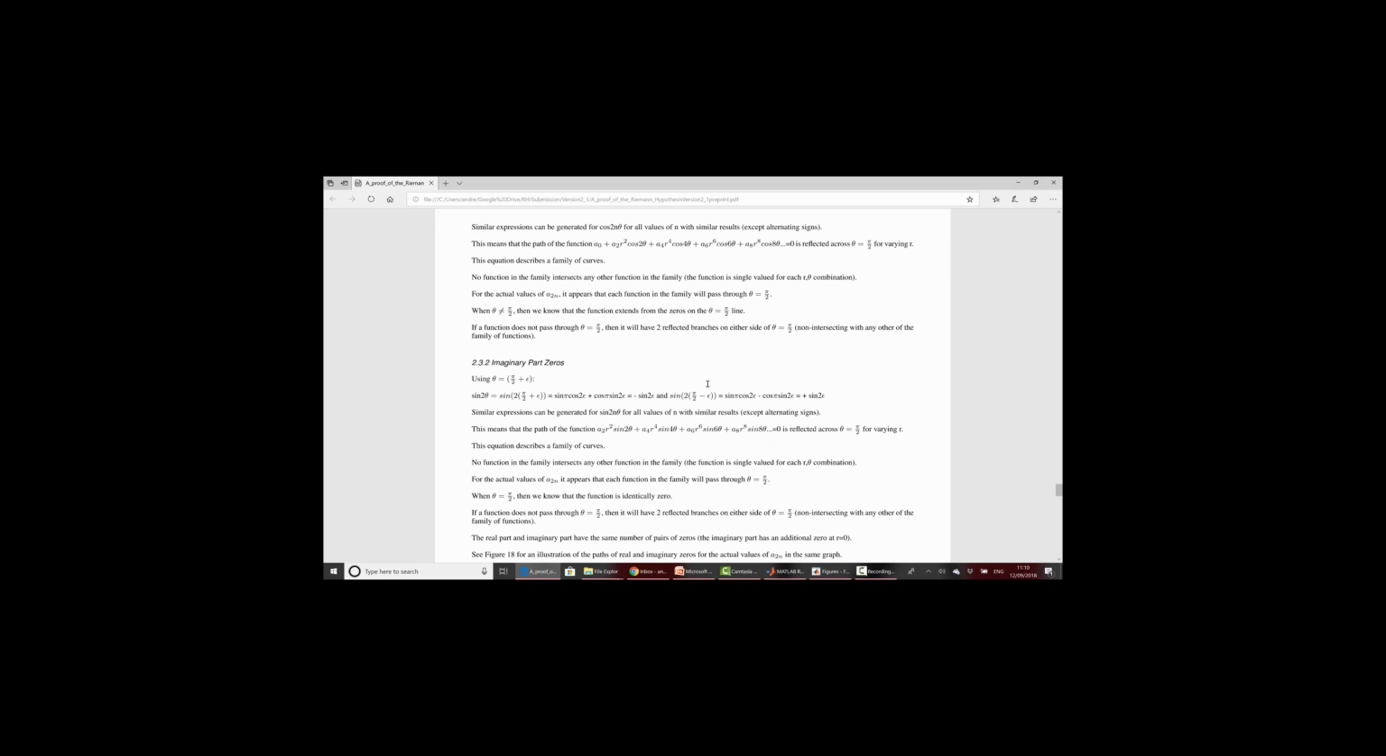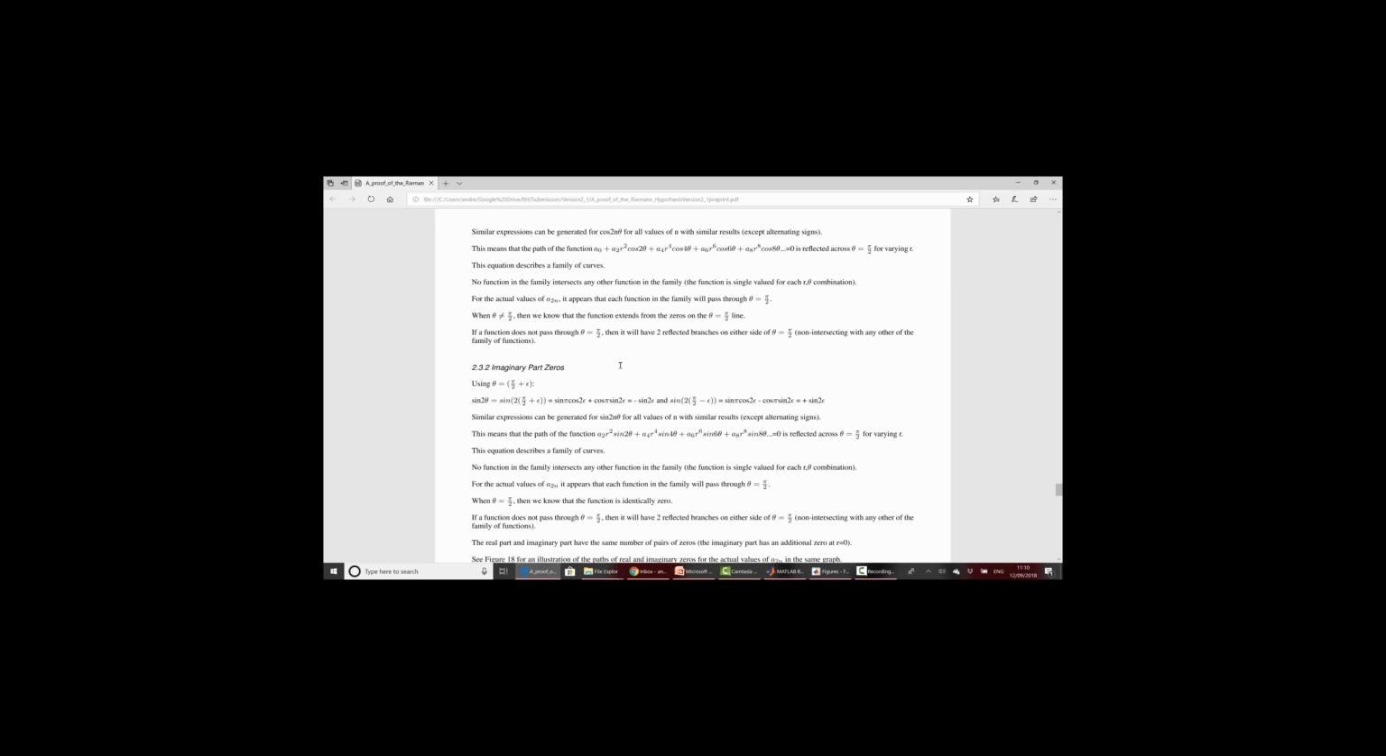When θ does not equal π/2, then we know the function extends from the zeros on the θ equals π/2 line. If the function does not pass through θ equals π/2, then it will have two reflected branches on either side of the θ equals π/2 line. But most importantly, it is non-intersecting with any of the other functions of the family.